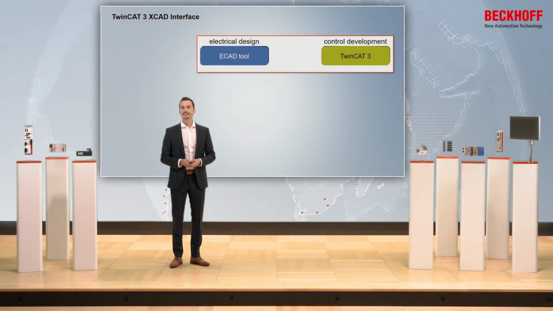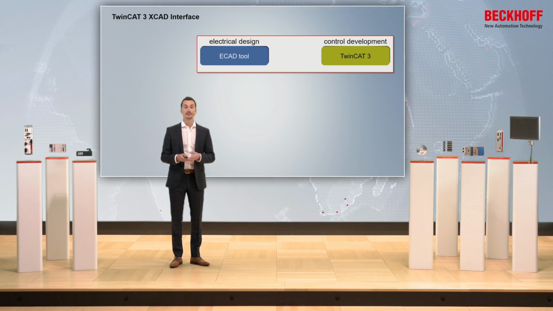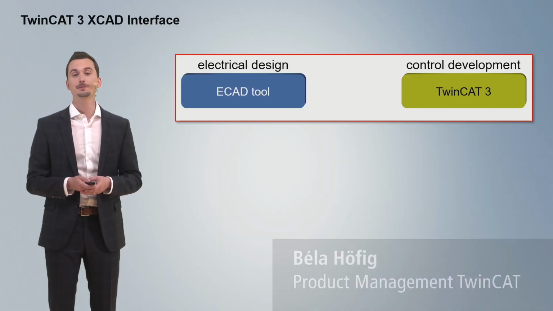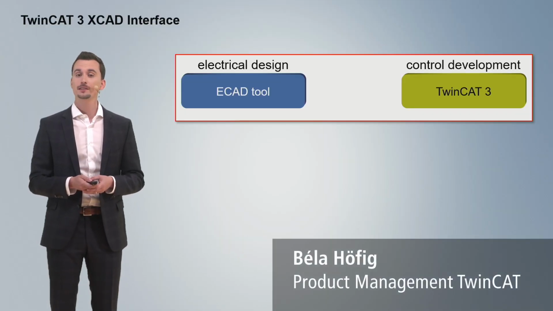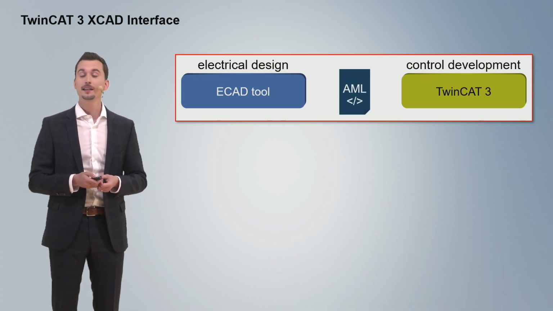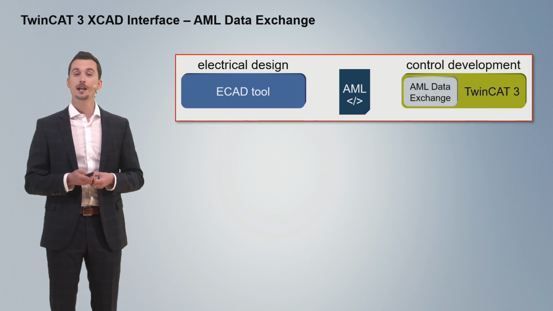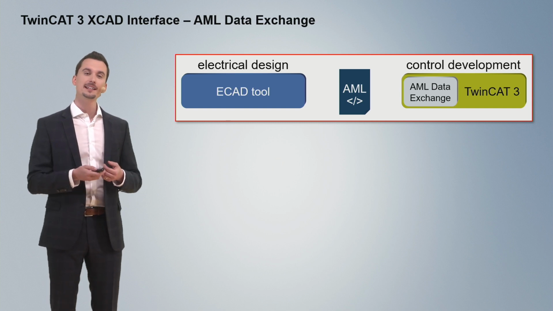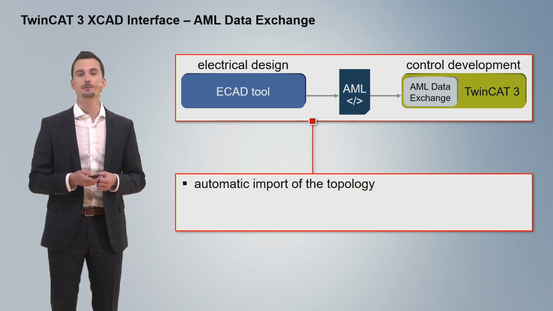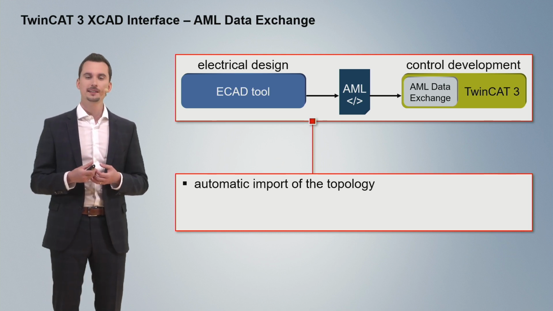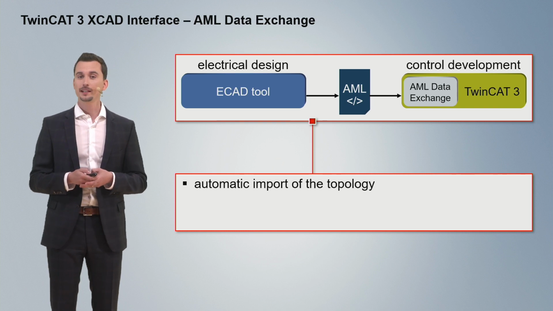With the TwinCAT 3 XCAD interface, you can easily exchange I/O topology data between the electrical design and the software development. The new version is based on a standardized exchange format, the so-called AutomationML, and a new basic component in TwinCAT, the AML data exchange. This component enables you to import an already existing I/O topology into your TwinCAT project, which means the I/O topology is automatically added to your TwinCAT project.